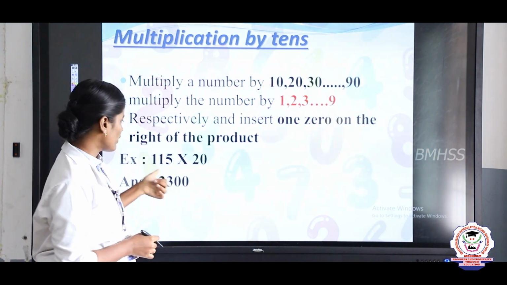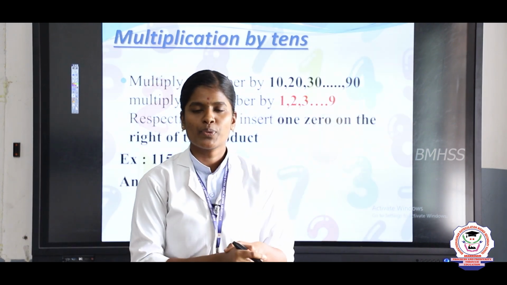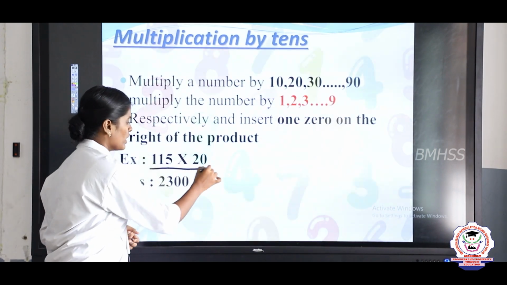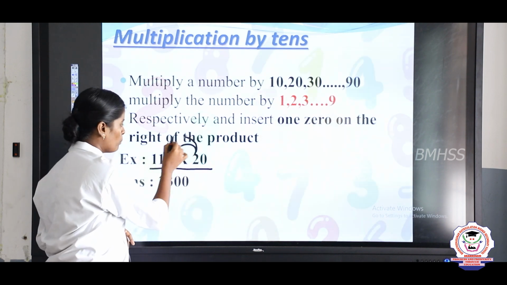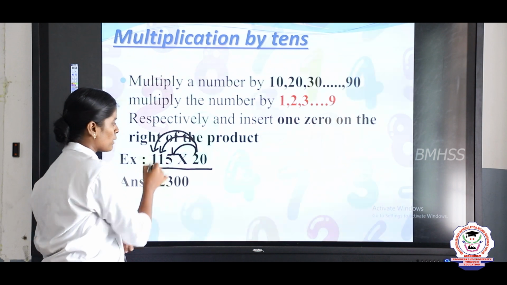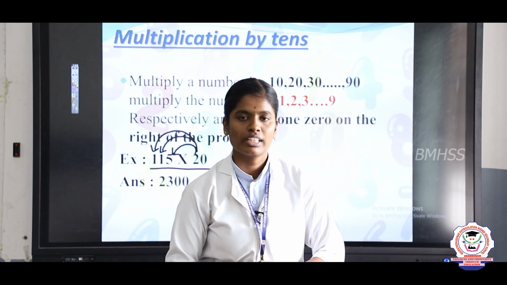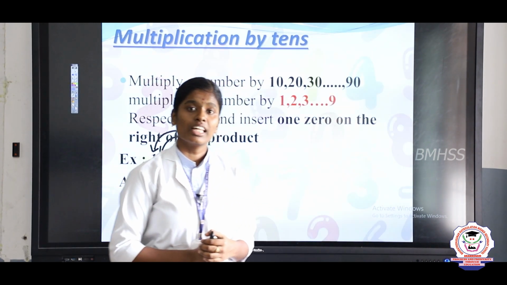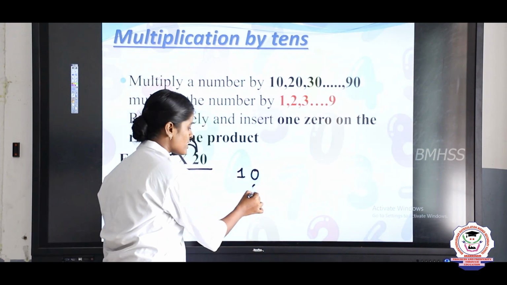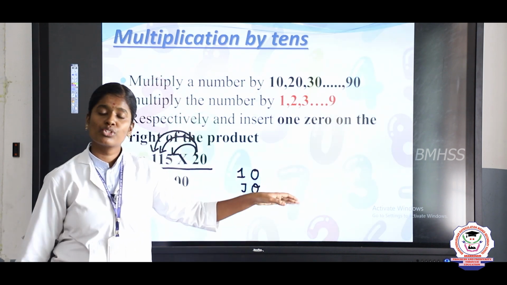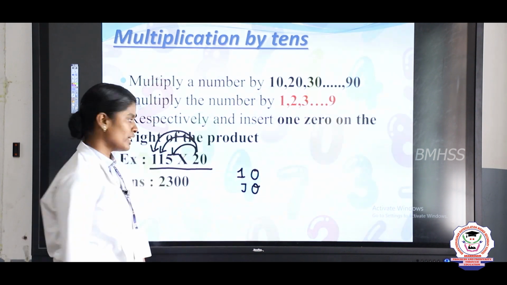For example, 115 is multiplied by 20. First you take the number alone. Here the number is 2. Take 2 multiplied by 5, then 2 multiplied by 1 and 2 multiplied by 1. What is 2 times 5, or 5 times 2? The answer is 10. Here we got a 2-digit number, so this is the ones place and this is the tens place. The ones place value we write under the ones column and the tens place value we carry over to the tens column.